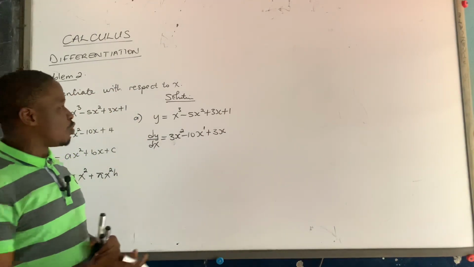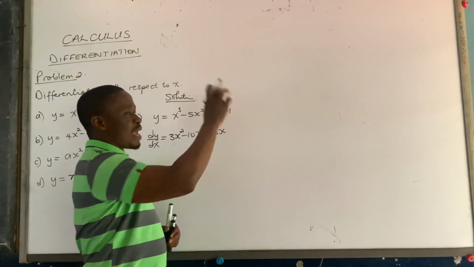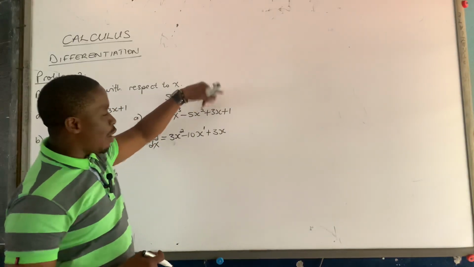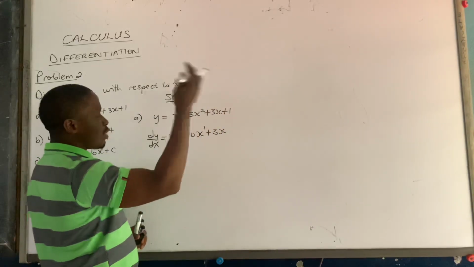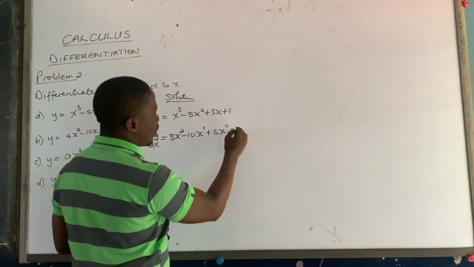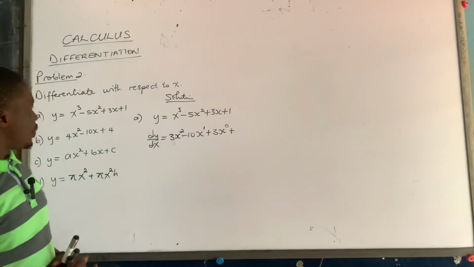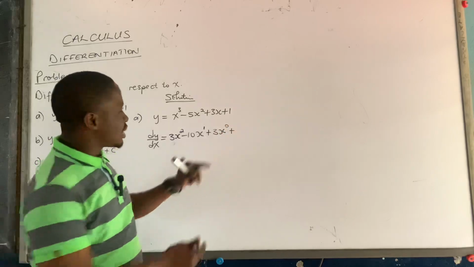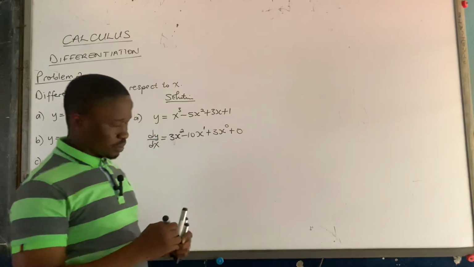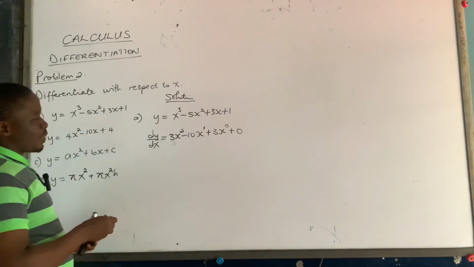So what next do we do? We say 1 minus 1. Always the power minus 1. But the power is 1, so 1 minus 1 we have 0. Plus, according to the first video we did, problem 1, we learned that when we differentiate a constant, the result is 0.